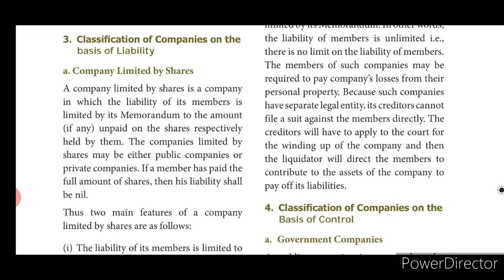The liability of the company in a company limited by shares will be mentioned in the MOA itself. It will mention that the liability of its members will be limited. Okay, that is what is mentioned here. See, a company limited by shares may be either a public company or a private company. It can be public also or private also. Both can use it.